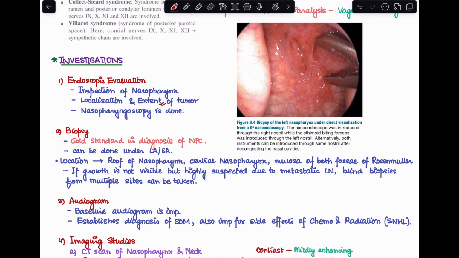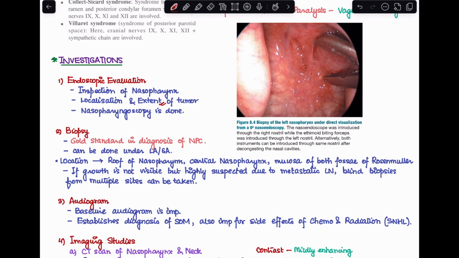We know that the most common presentation of nasopharyngeal carcinoma is actually a cervical lymphadenopathy. So sometimes there may not be a discernible growth in the nasopharynx, but the patient has come to you with a metastatic lymph node with an unknown primary. Even in those cases where we are not seeing any particular mass in the nasopharyngeal area, we can take a biopsy from there, and that will help us confirm whether the primary is in the nasopharynx or not. So, we'll definitely perform an endoscopic evaluation to see the localization and the extent of the tumor.